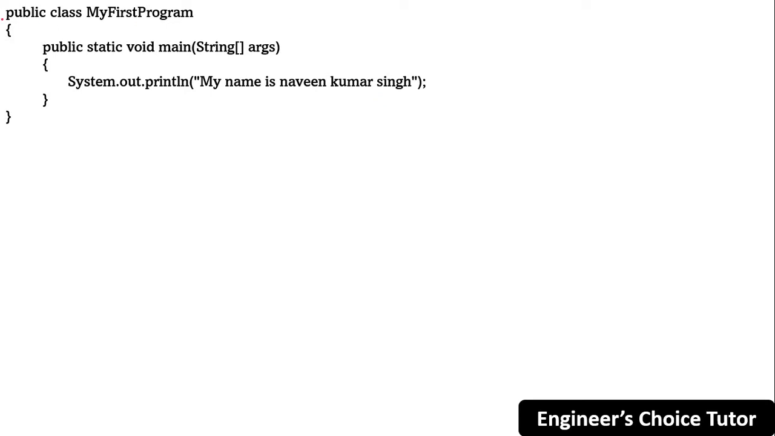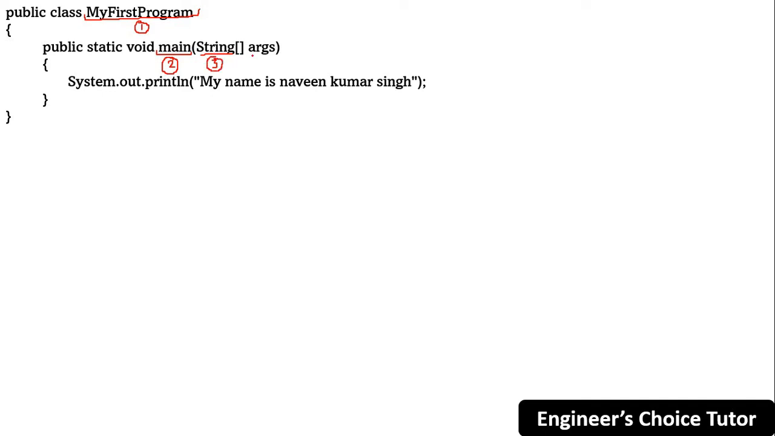So see first, public class MyFirstProgram. MyFirstProgram is a class name, right? It is a class name, so it is an identifier first. Now public static void main. This main is a method name. Method name is also an identifier, right? Then String. String is a predefined class present in Java. So it is also a predefined class name. So third identifier.